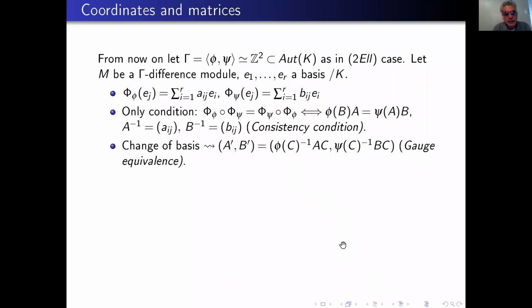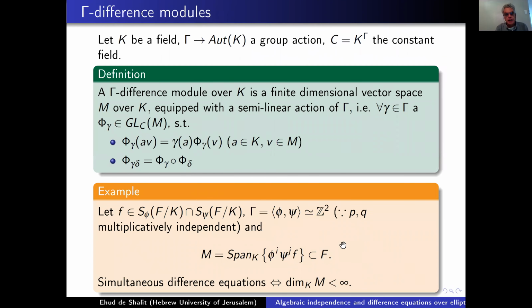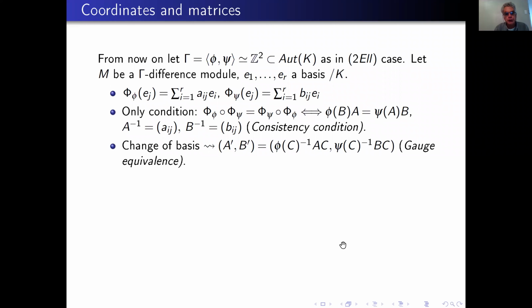So from now on, we use this language of gamma difference modules, and we fix gamma generated by phi and psi as in our example, the elliptic example. So phi and psi are these endomorphisms of multiplication by P and multiplication by Q, where P and Q eventually have to be relatively prime. And I consider quite generally a gamma difference module over this field K. But remember that eventually we want to apply it in this example that comes from our F. But from now on, I will be using the language of gamma difference modules.